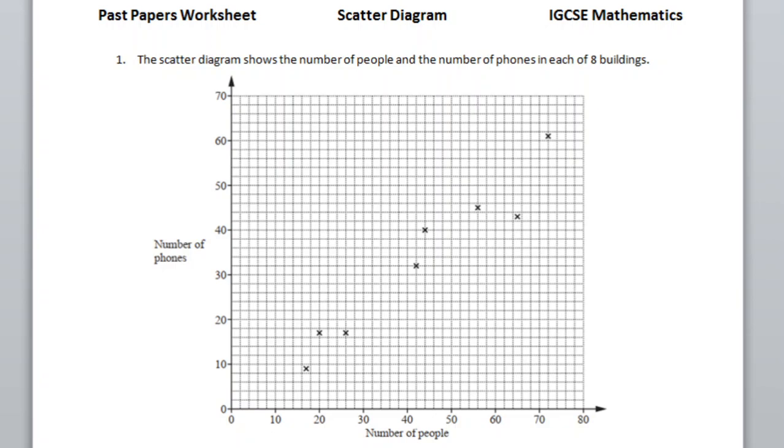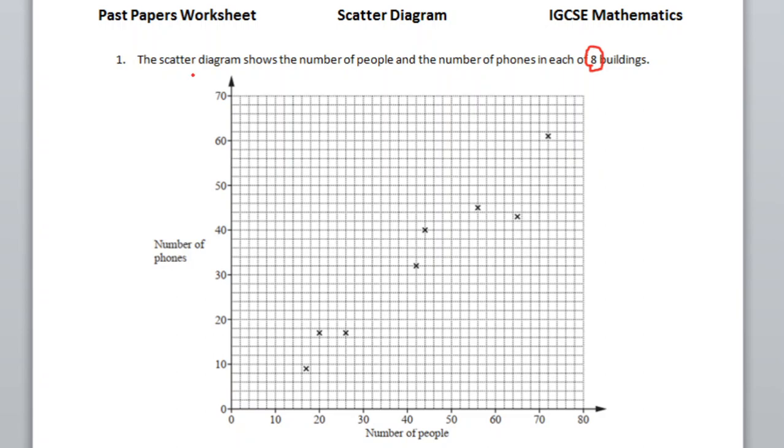Okay, we're doing scatter diagram, which is worksheet number 24 on page 138. Question number 1. The scatter diagram shows the number of people and the number of phones in each building. Let's first observe what these points are telling us. So, we have 8 points here. Since we have data of 8 buildings, that's why we have 8 given points.